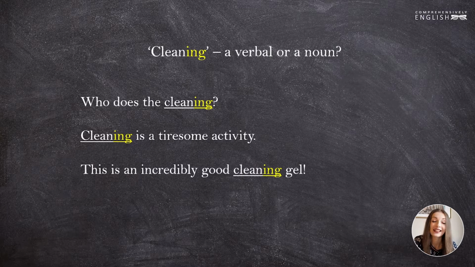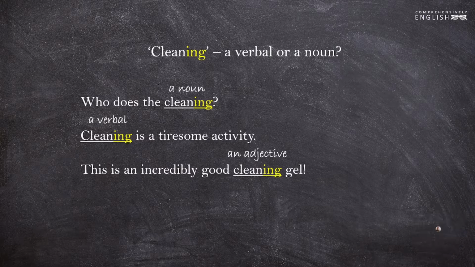In the first sentence, cleaning is a noun because it is preceded by the article the and functions as the object. In the second sentence, cleaning is a verbal, in particular, the gerund. And in the third sentence, cleaning functions as an adjective that describes the noun gel. And thus, by its function, we can say that this is participle I, because participle I can function as an adjective.